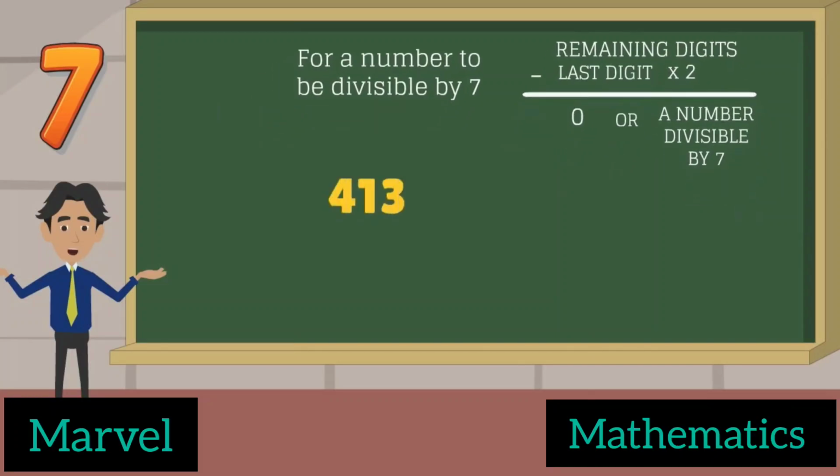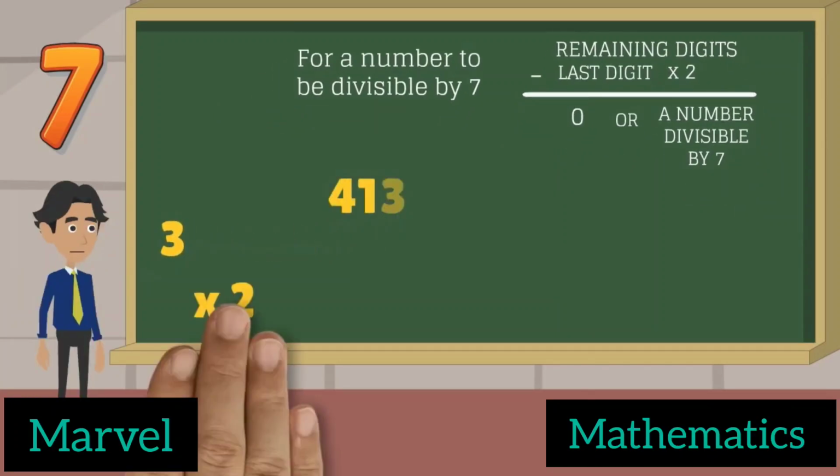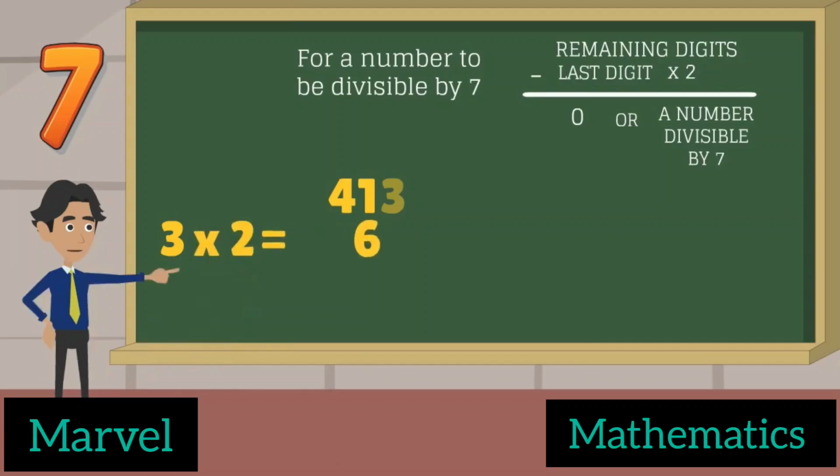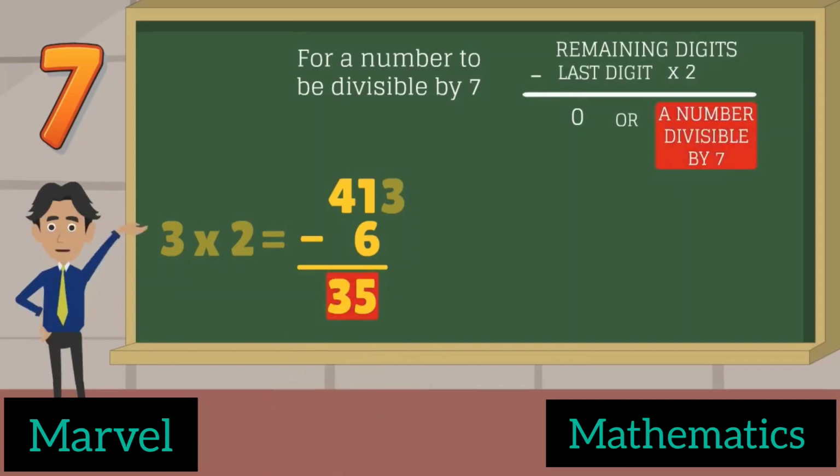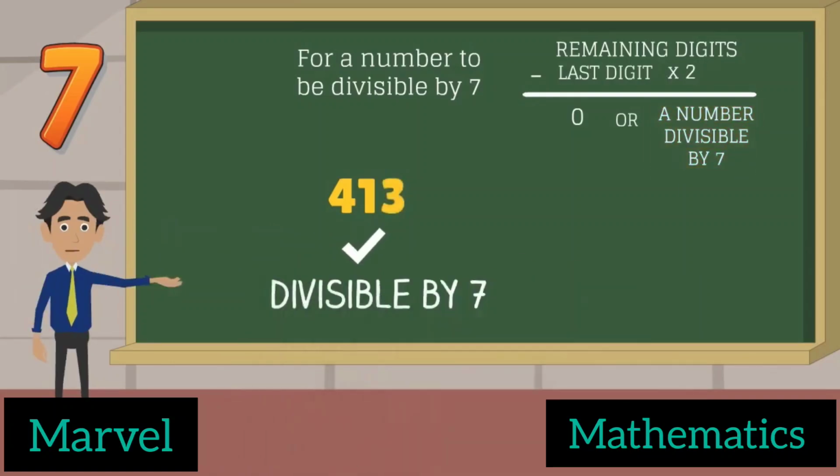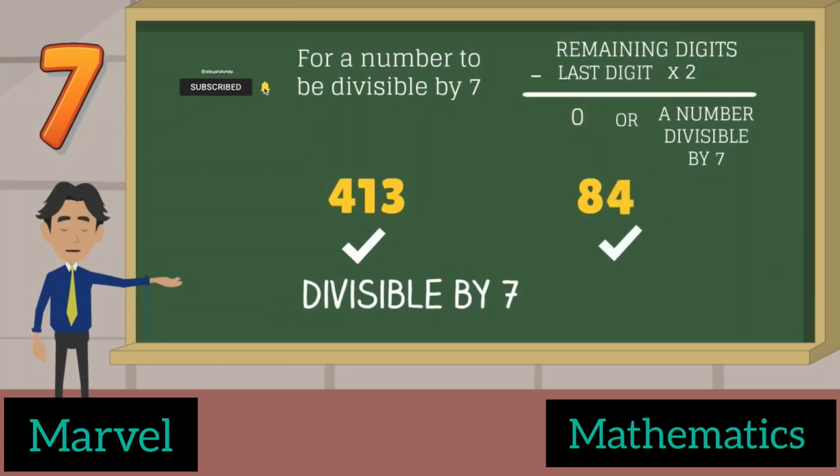In 413, the last digit is 3. We first double that digit to get 6. Now we subtract 6 from the remaining digits of the number. 41 minus 6 is 35, which we know is divisible by 7. So 413 is also divisible by 7. Take another number, 84. Doubling the last digit gives us 8 and subtracting it from the remaining digits gives us 0. Hence 84 is also divisible by 7.